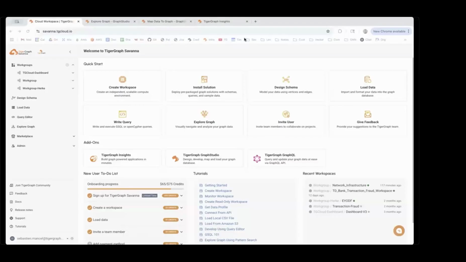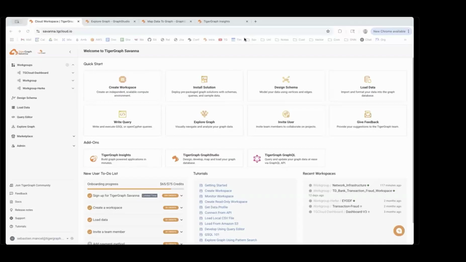Hello, everyone. In this demo, I will walk through the Network Infrastructure Solution Kit in TigerGraph Savannah. Savannah includes 9 solution kits, each providing pre-built schemas, queries, and sample data. These kits help users explore graph capabilities or accelerate implementations for use cases such as fraud detection, entity resolution, product recommendations, and in this case, network infrastructure.